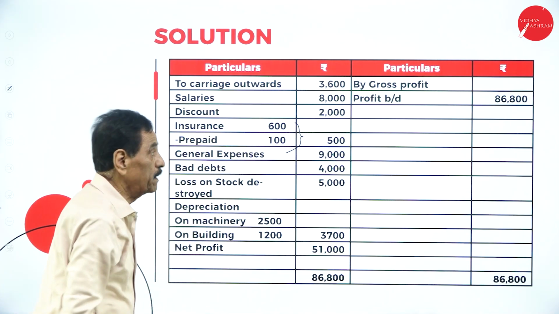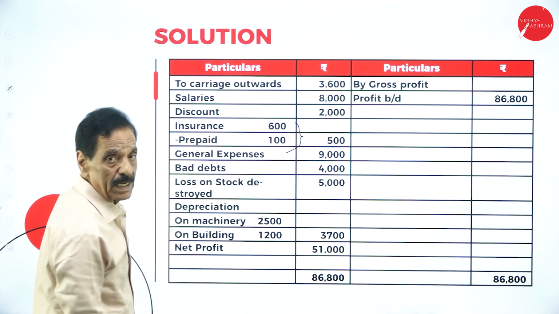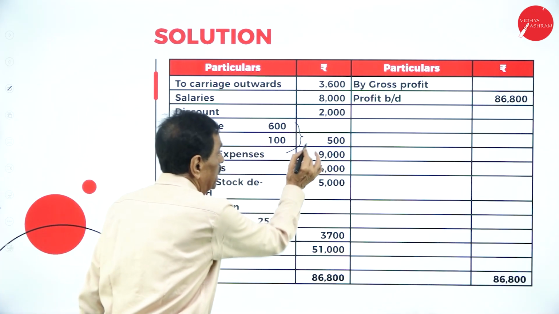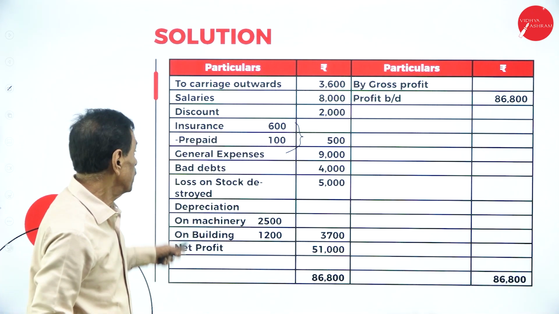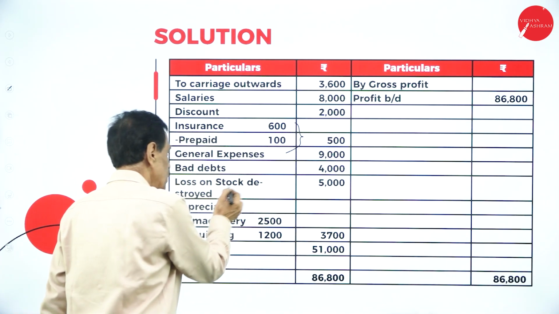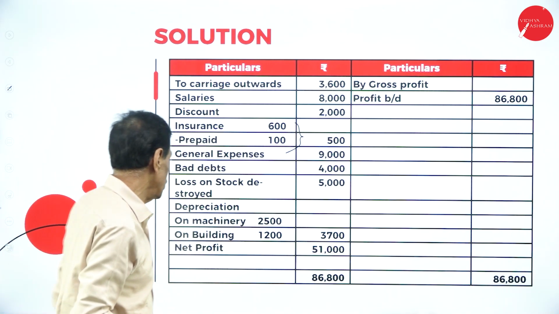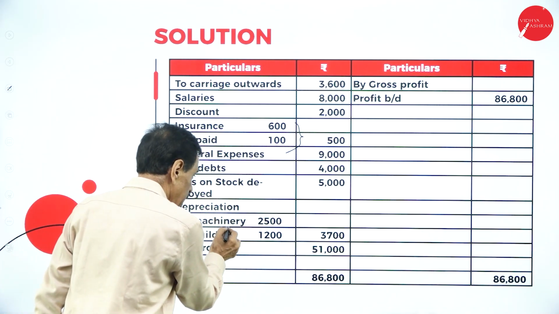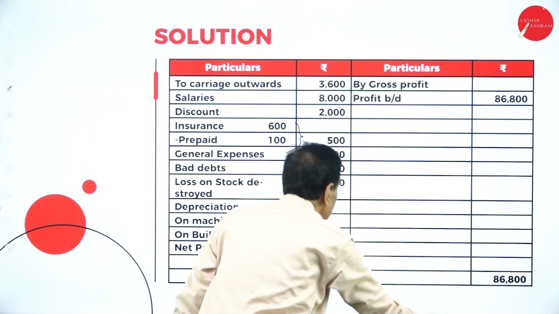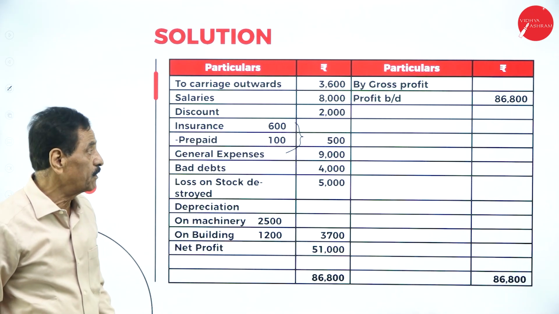Bring down expenditure. Carriage outward 3,600. Salaries 8,000. Discount 2,000. Insurance minus prepaid is 500. Then general expense 9,000. Bad debt is a loss. Loss on stock destroyed 30,000 minus 25,000, 5,000. Depreciation on machinery and building 3,700. Here the credit side is more than the debit side. The result is net profit of 51,000.